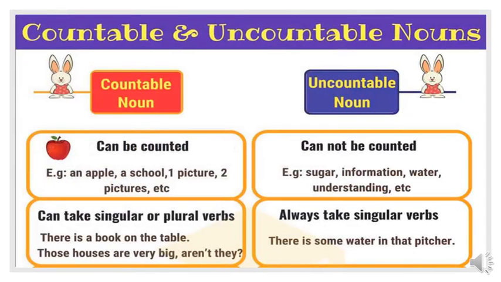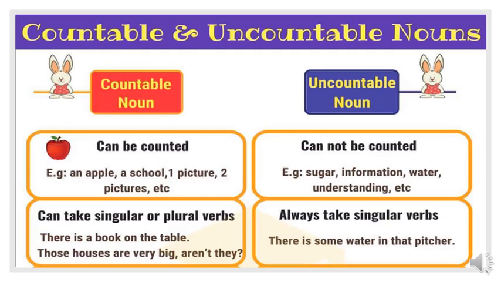First, we're going to start with countable and uncountable nouns. You are very familiar with these two concepts. When we say countable nouns, you already know that these nouns can be counted, like 3 apples or 5 books or pictures. All these words are countable words. However, when we talk about sugar, information, water, all these words cannot be counted. So it's wrong to say 3 sugars or 5 waters. These expressions here will be wrong.